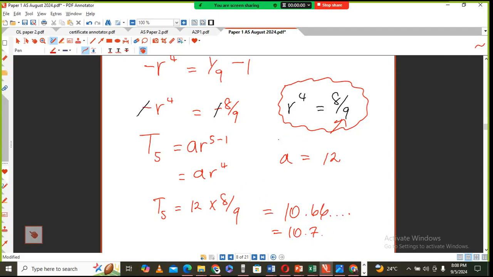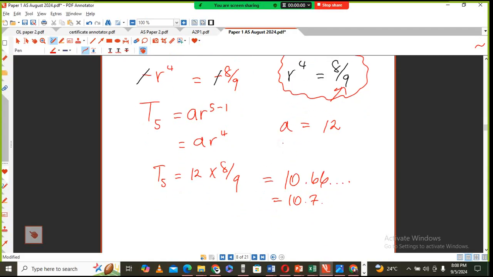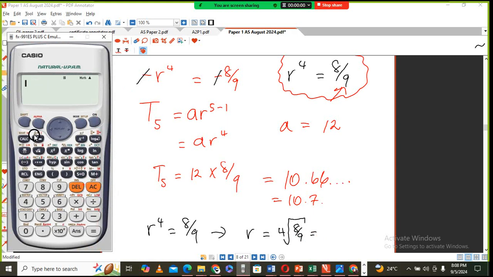Now, suppose you didn't do what I did, right? Suppose you ended and said, okay, wait a minute, I'm here now. R to the power 4 is equal to 8 over 9. Someone says, okay, to get r alone, I must take the fourth root of 8 over 9. Are we together so far? Then the fourth root, where is that on the calculator? Shift, fourth root of 8 over 9. Okay, that gives you a horrible number. Can you see that? Yes.